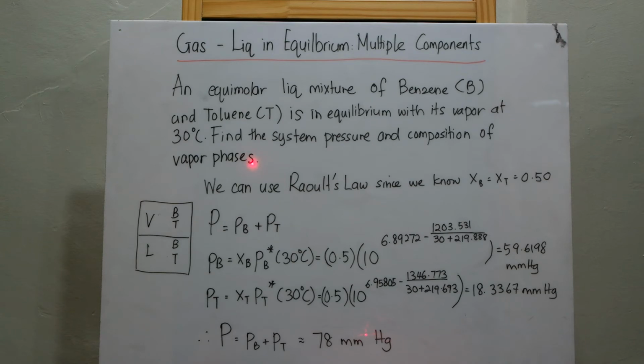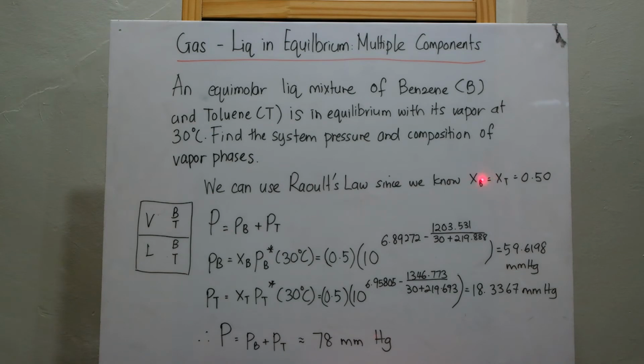Sorry, this is vapor phase, not vapor phases. Vapor phase. Right. Since if we look at these questions, we are given information about the liquid mixture. It says we have equimolar benzene and toluene. That means in our liquid mixture, the mole fraction of benzene, XB, is equal to 0.5. Toluene is also 0.5.